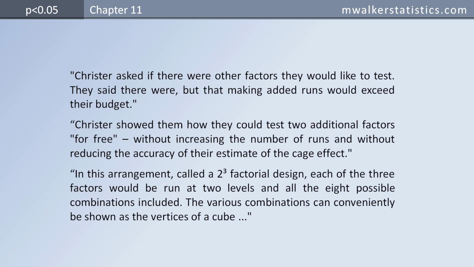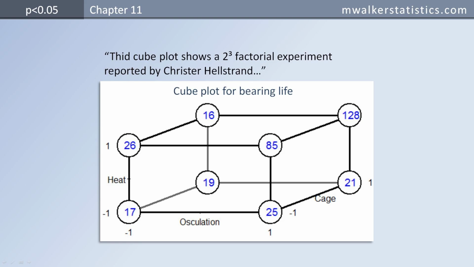In this arrangement, called a 2 to the 3rd power factorial design, each of the 3 factors would be run at 2 levels and all the 8 possible combinations included. The various combinations can conveniently be shown as the vertices of a cube. The cube plot below shows a 2 to the 3rd factorial experiment reported by Krister Hellstrand.